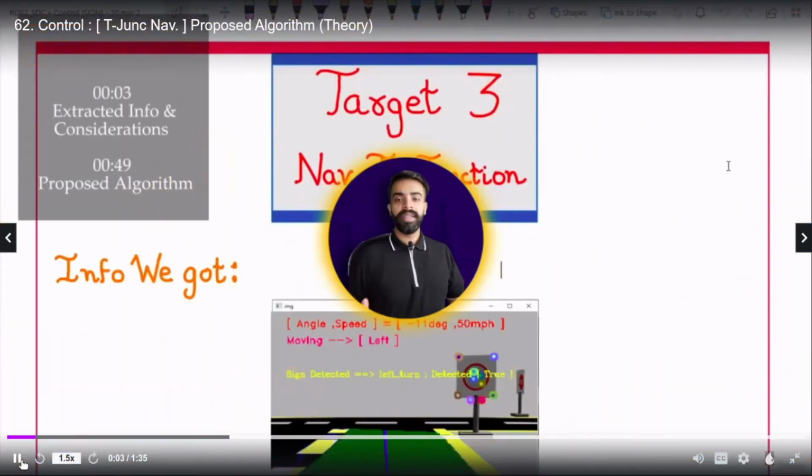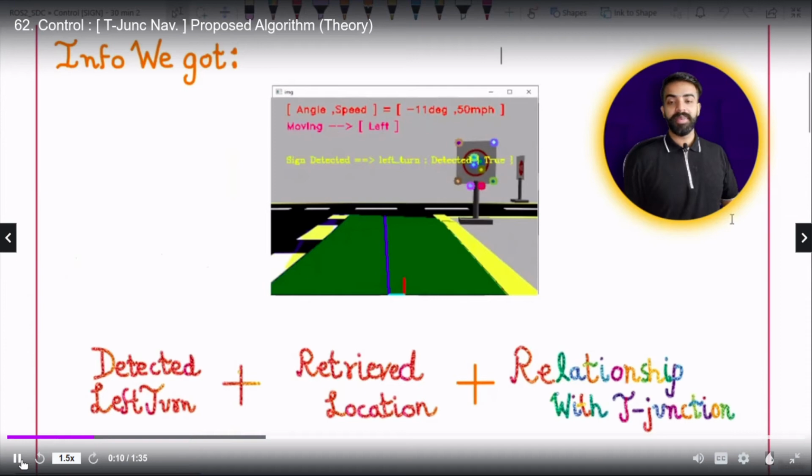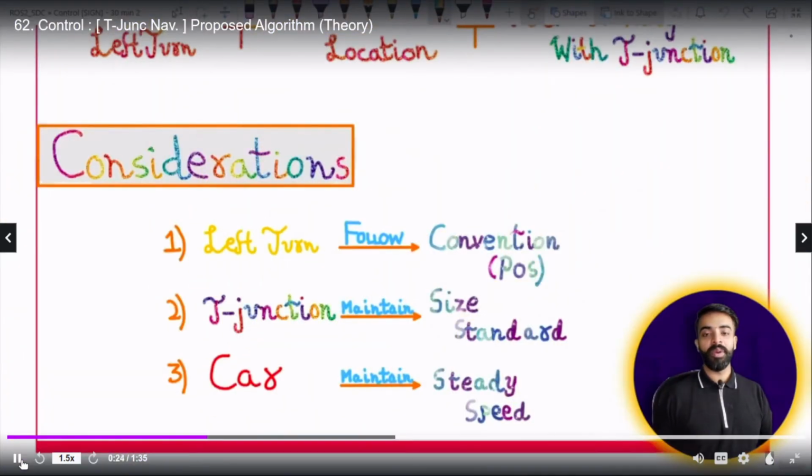Navigating the T-junction, detection of the left turn is the trigger point. Its location will be tracked until it disappears, signaling the point to make the turn. So we have drawn a direct one-to-one relation between the left turn and the T-junction. Following other considerations we need to make before putting forward our proposed method.